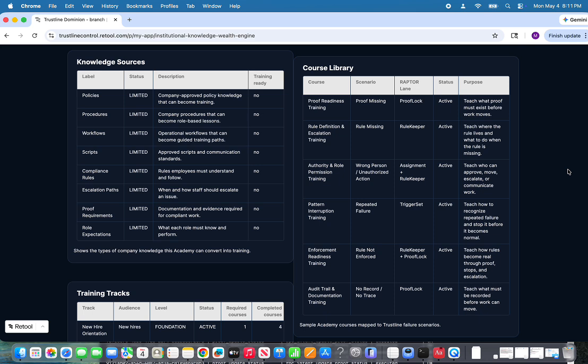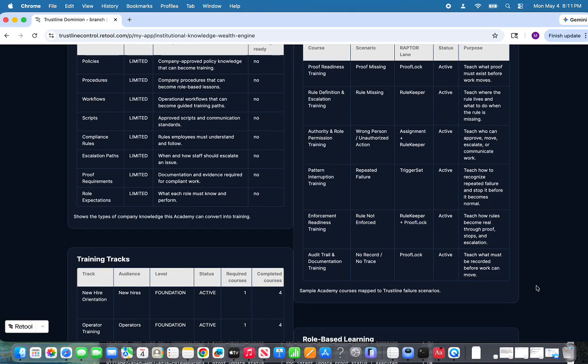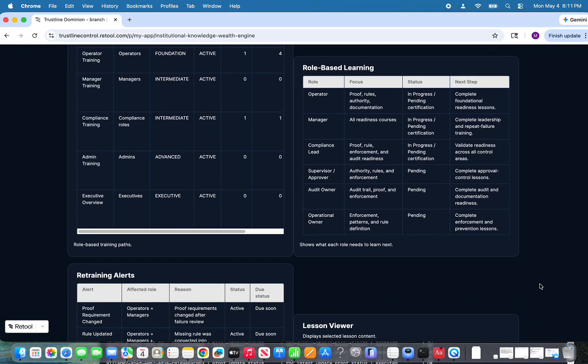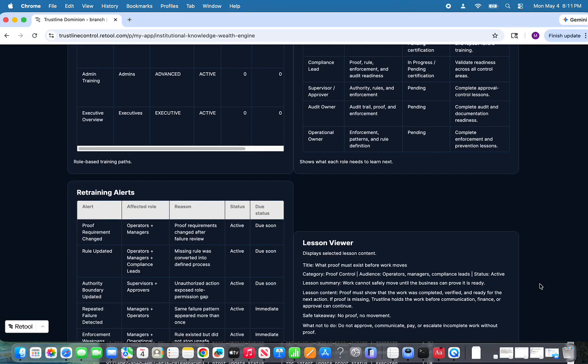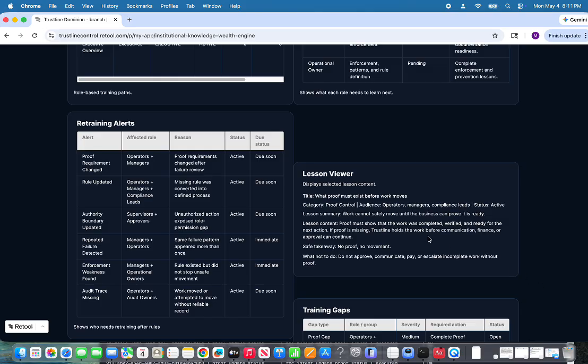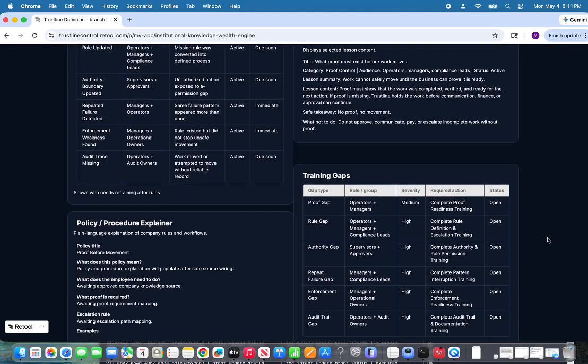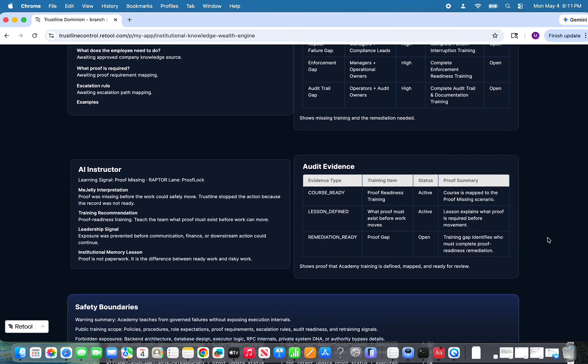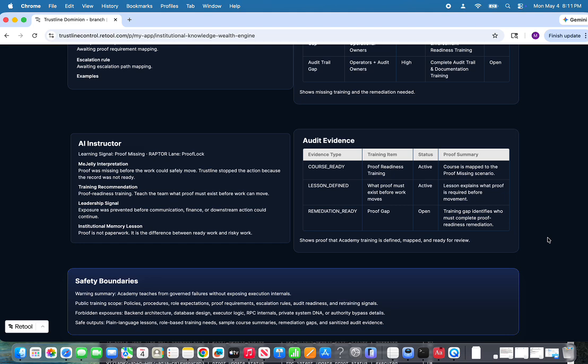In Academy, a failure becomes a course. Proof missing becomes proof readiness training. Rule missing becomes rule definition and escalation training. Wrong person becomes authority and role permission training. The system is not just documenting failure. It is converting failure into a learning path. This is how an institution stops repeating the same mistake. The failure does not disappear. It becomes memory. This is Trustline, governed operations for AI-powered institutions.